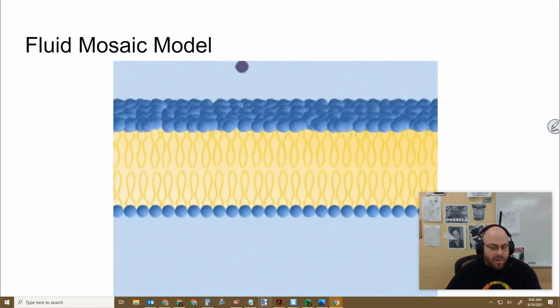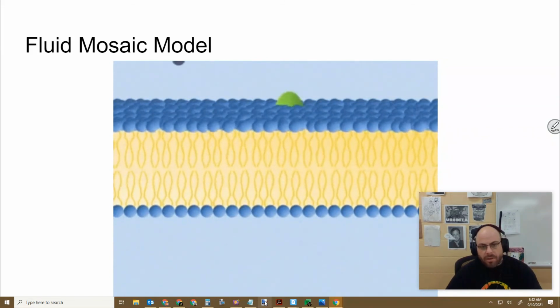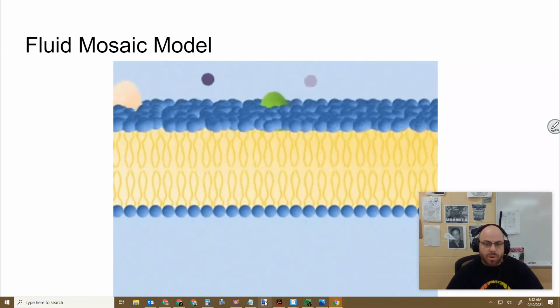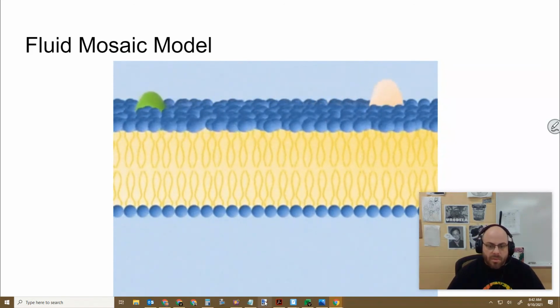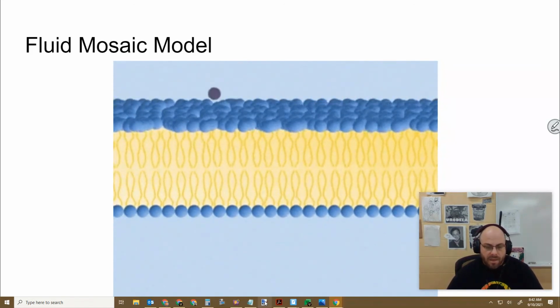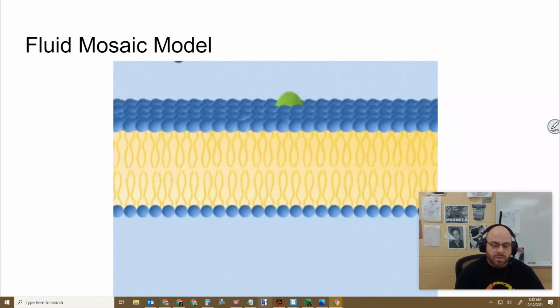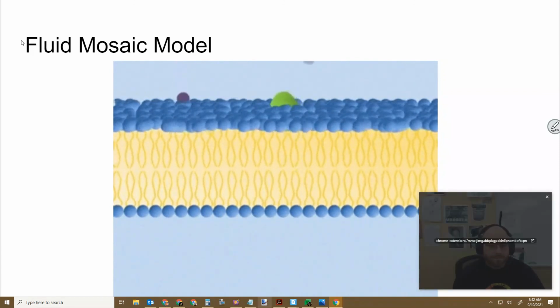I like to think of it as if you were looking at a crowd from a high position and you watch the people in the crowd moving around. They're all just moving around. Nobody's static. That's the way I think about it. So that's what we mean when we say the words fluid mosaic model.